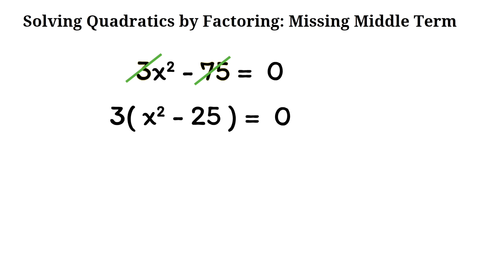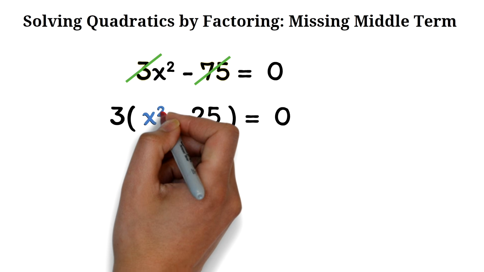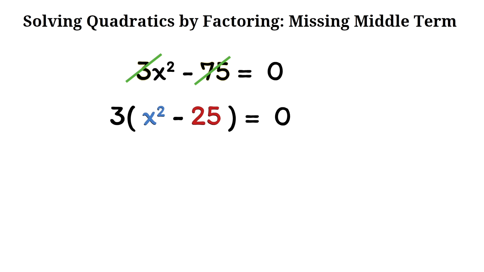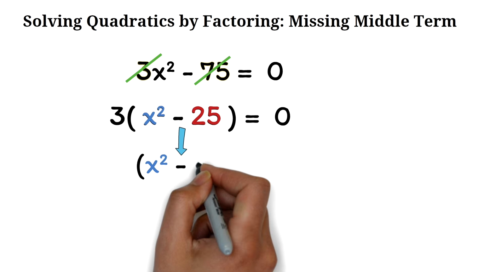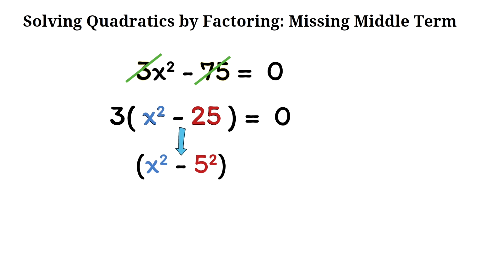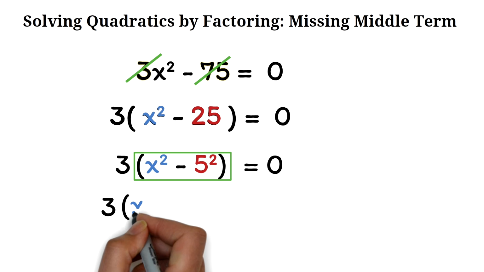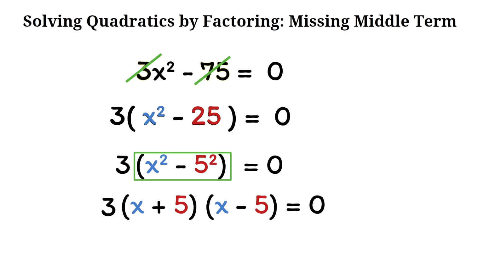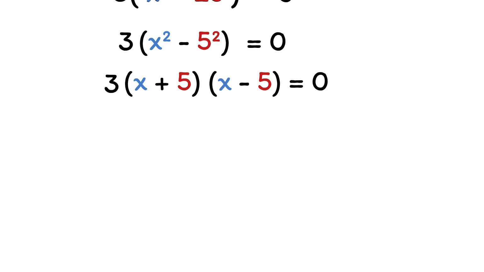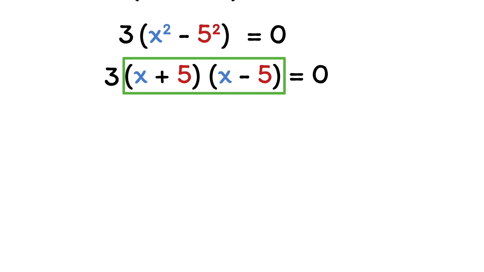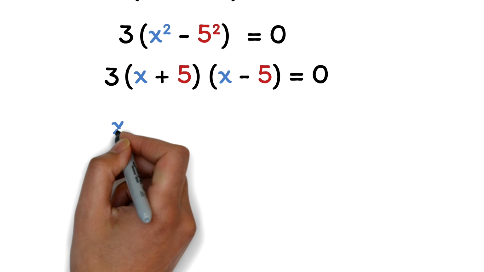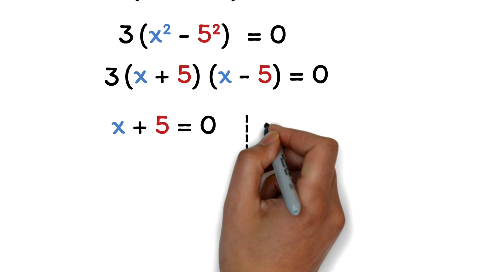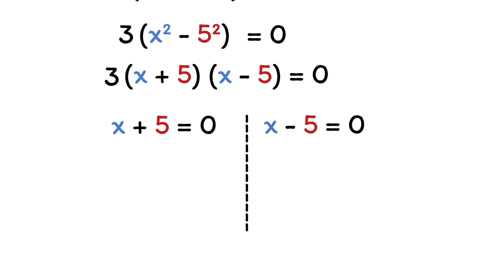Now, look at what's inside the parentheses, x squared minus 25. We can rewrite that as x squared minus 5 squared. So now we do have a difference of two squares. We keep the 3 on the outside and factor the inside as x plus 5 times x minus 5 equals 0. To solve for x, we focus on the parts with the variable. Since 3 can't be 0, either x plus 5 equals 0 or x minus 5 equals 0.